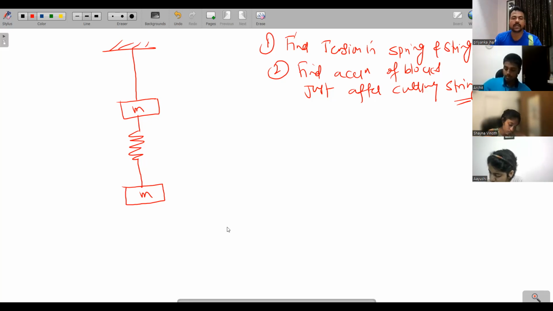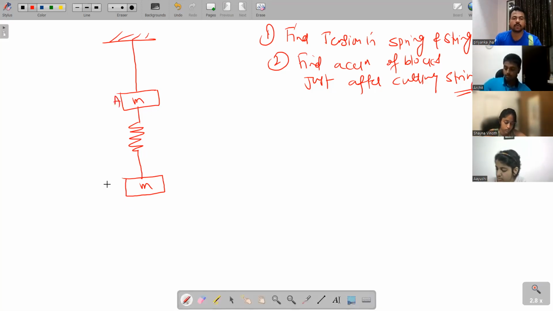Just name it like block A, block B. So are the tensions the same as the previous question? Sorry, for the tension values, is it the same as the previous question?